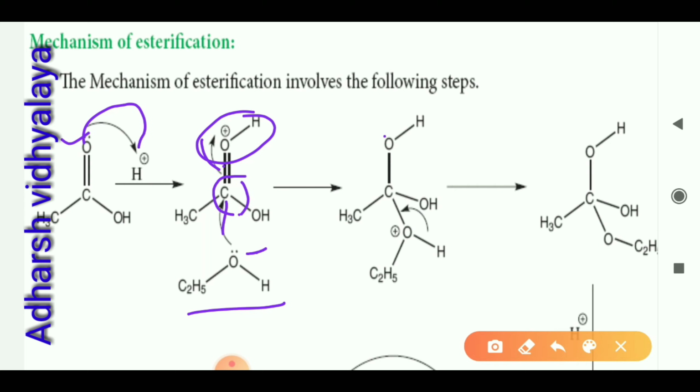Next step, in ethyl alcohol, the hydrogen is removed as H plus. So the bond between oxygen and hydrogen shifts towards oxygen. So the positive charge disappears. While shifting the bond to the oxygen atom, there is disappearance of the positive charge on that oxygen atom.